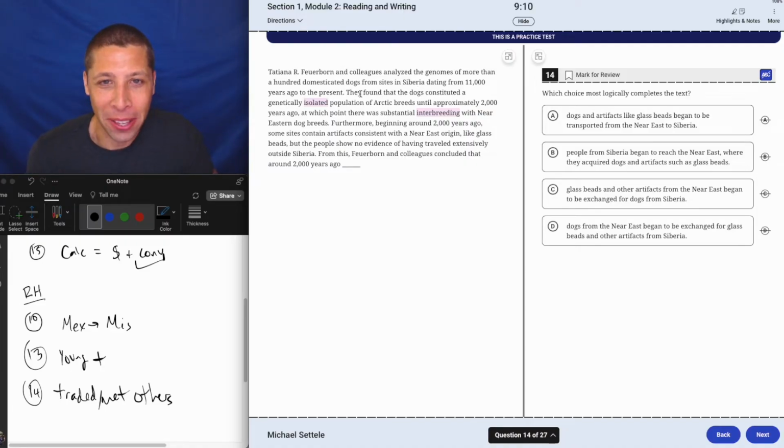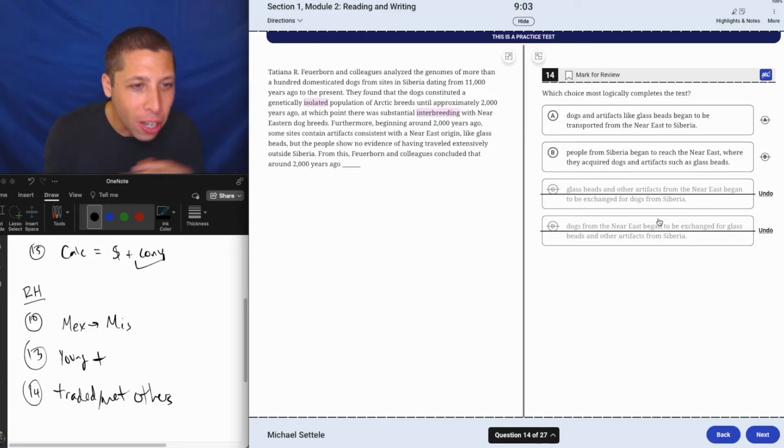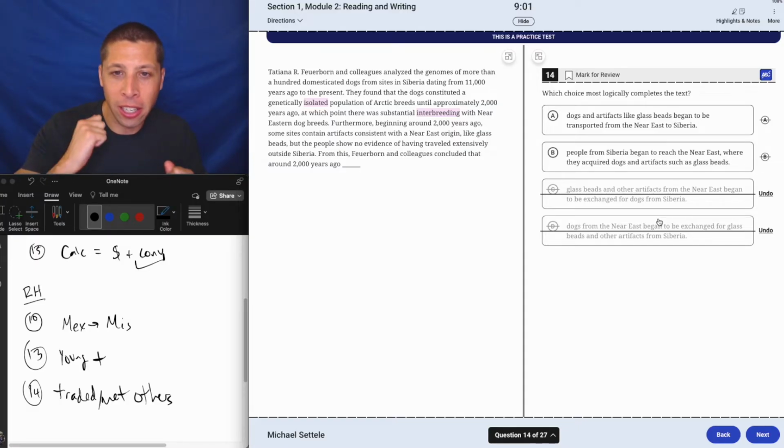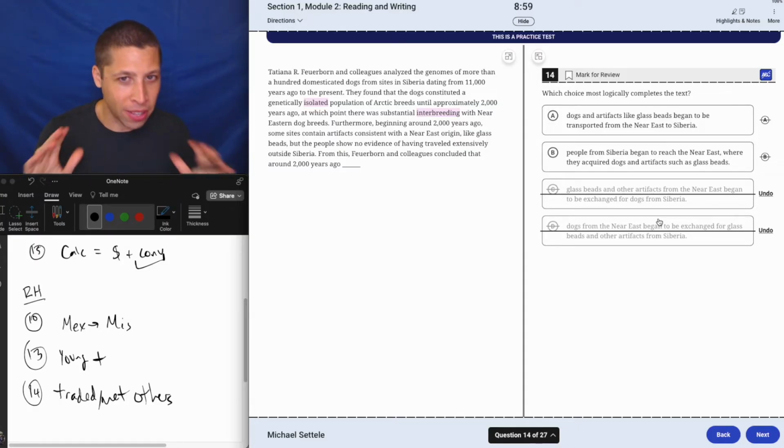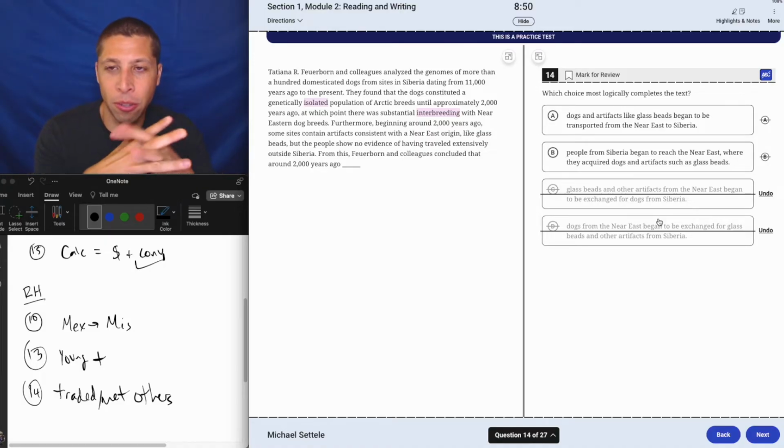I understand what they want from me, though. I don't think it's these two, because I don't think we know. This is too strong. We don't know that they're specifically saying, here, take my dog, give me some beads. That's a big claim. So that's more specific than just saying the people began to meet and the things used to would come together.